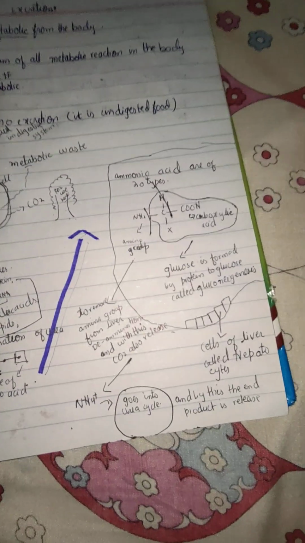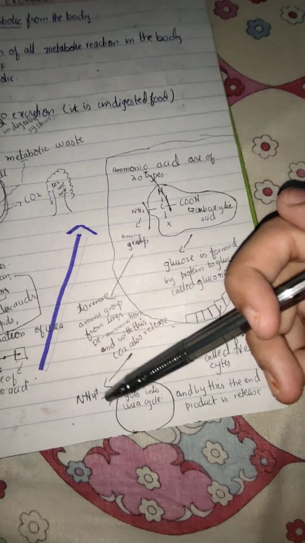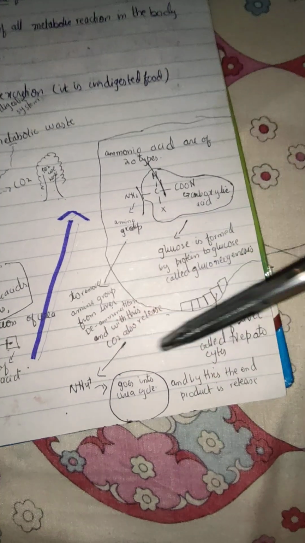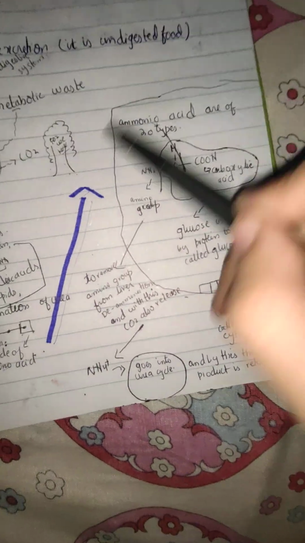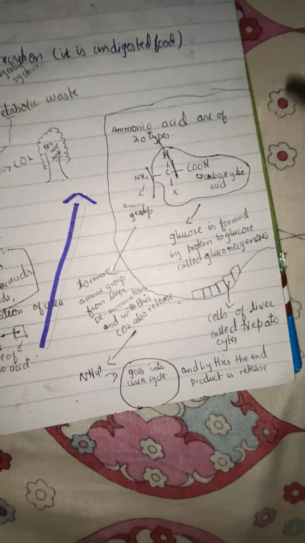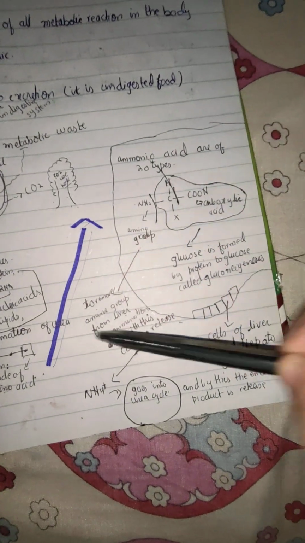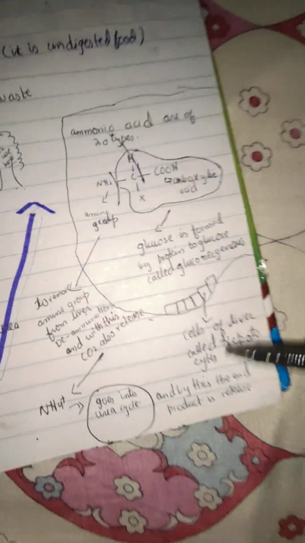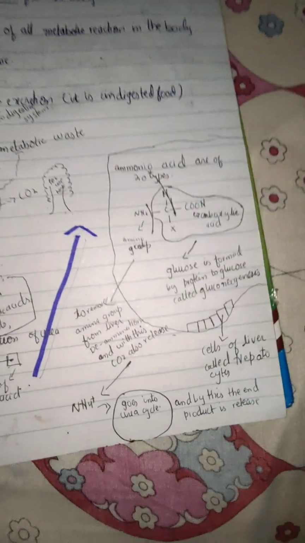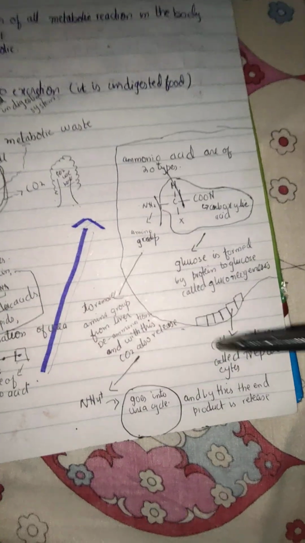So carbon dioxide will join together and they will form NH4. Then NH4 will go to the urea cycle, and the urea cycle is present in the liver, because all these metabolic processes are happening in the liver, and the cells of the liver are known as hepatocytes. Okay, this is the main point, you can note it.